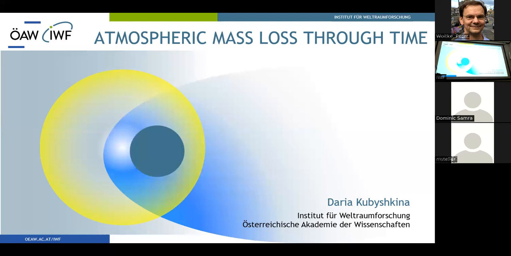Since we have people from very different scientific backgrounds here, I will start with quite a general introductory part describing which types of the atmospheric mass loss do exist and for which specific atmospheres and planets they are important. And then I will make a little discussion on how it changes through the planetary evolution.